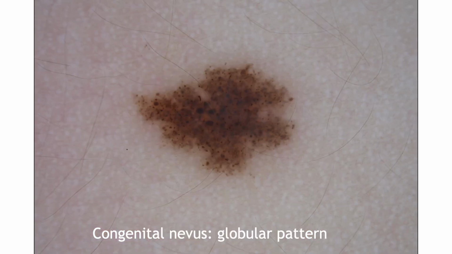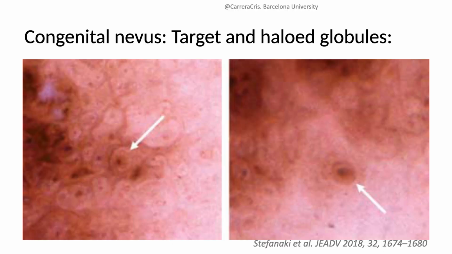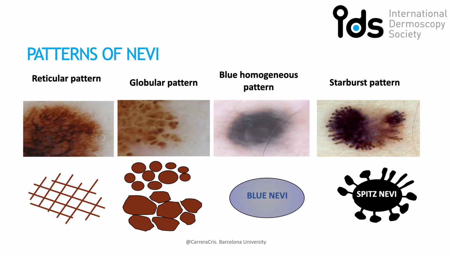Of course, globular pattern on congenital nevus, mostly on the head and neck and sometimes on the trunk. And another additional feature typical of congenital nevus are these target and halo globules that can be very prominent. So the patterns of nevi, we know the combination reticular, globular, homogeneous. Of course, blue nevi are typical with this blue homogeneous pattern or blue and white. And for Spitz nevi, you know the paradigmatic starburst pattern that will be covered in another webcast.